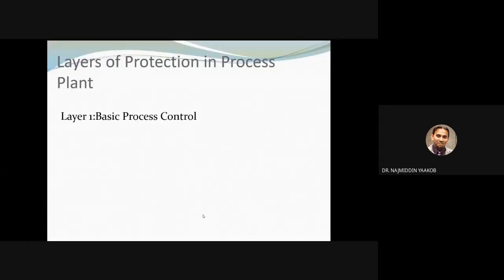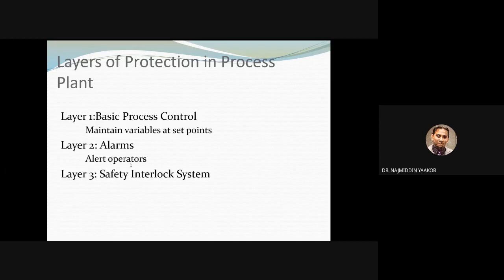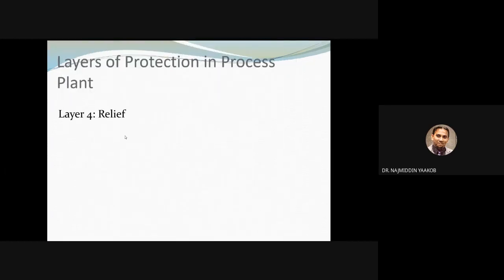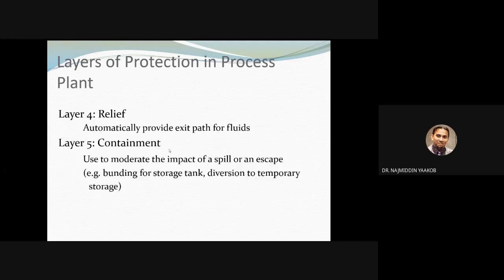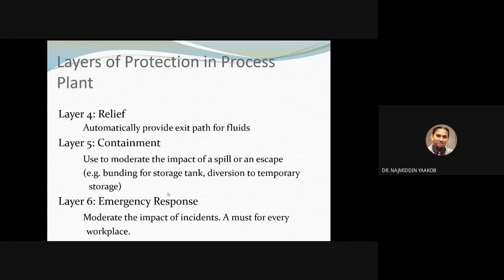These are the layers of protection in the process plant. Layer 1 is the basic process control, where you maintain a variable at some point, for example, the pressure or the temperature. Next, alarms: you alert the operator. Layer 3, the safety interlock system: automatic action, usually stopping the plant or plant operation to achieve a safe condition. The fourth layer is the relief: automatically provide an exit path for fluids. Containment moderates the impact of a spill. And the last one is the emergency response. So we have 6 layers of protection in a process plant.